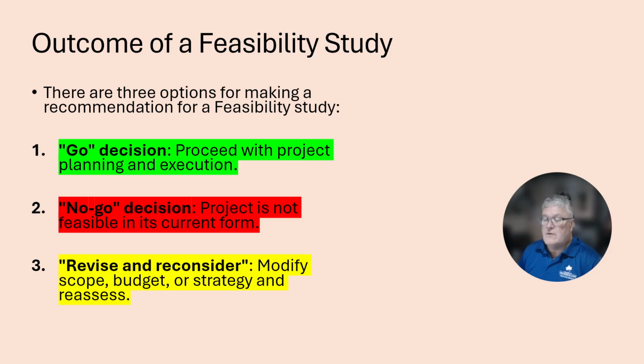Then you have a no-go decision. That means there were a lot of red flags that came up in your feasibility study, and you're saying, no, we don't think we should proceed with this on the basis of X, Y, and Z variables from the feasibility study. And then the third option is you revise and reconsider.